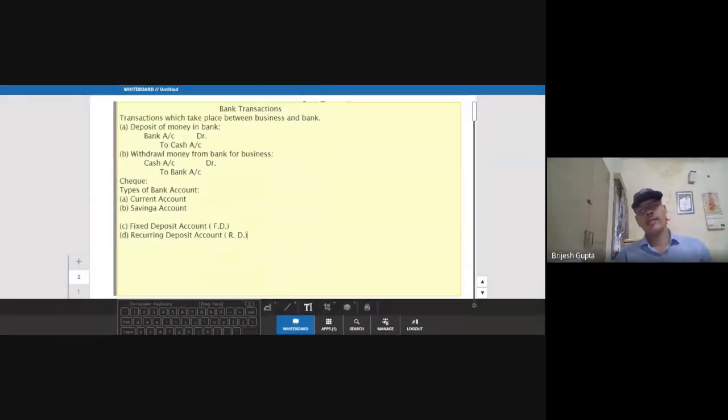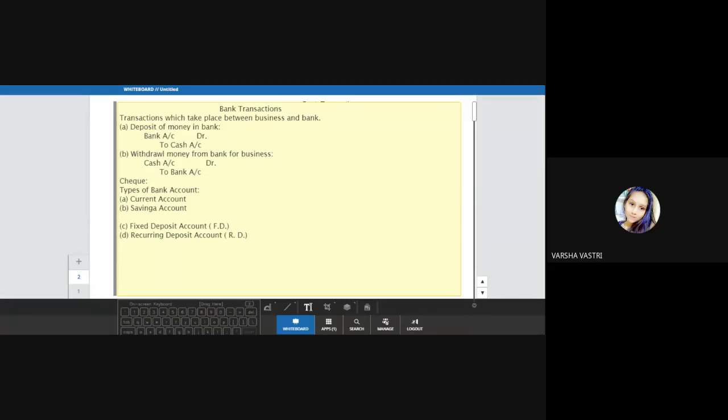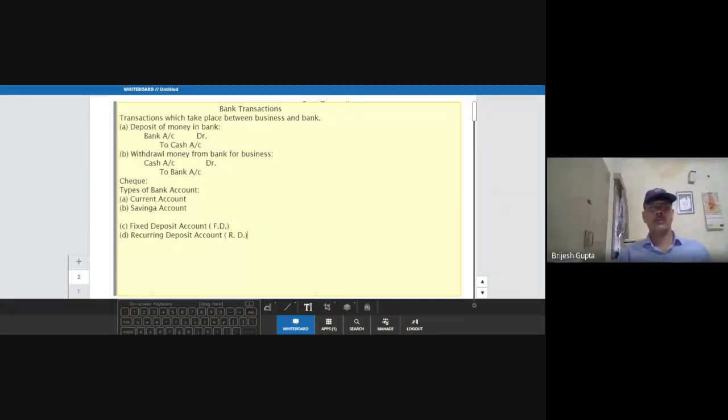Okay. Are you listening? Sairam. Yes, sir. So these 4 types of accounts are available to be opened in the business. Any of you can open, not you right now, but you can open these 4 types of accounts in business according to your need.